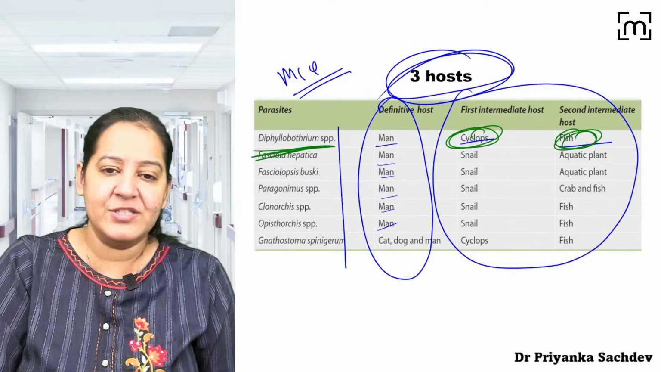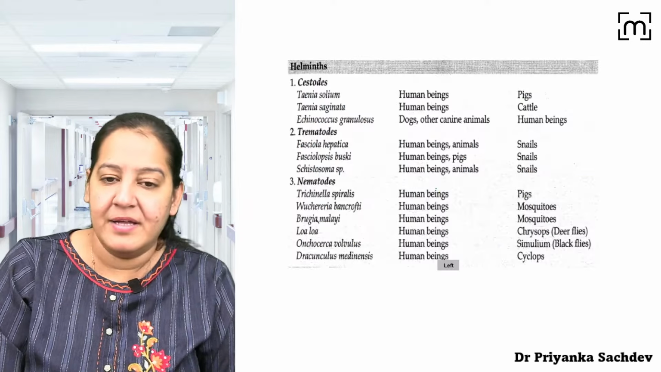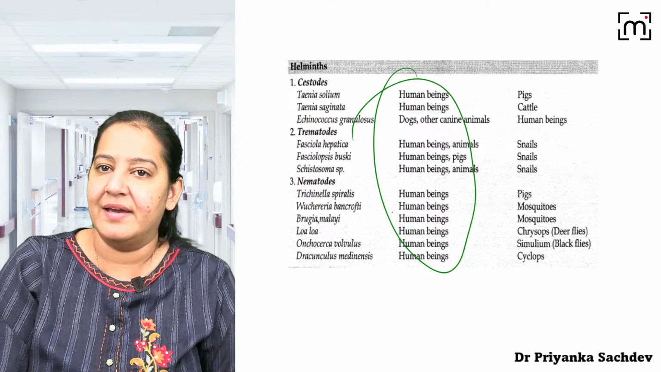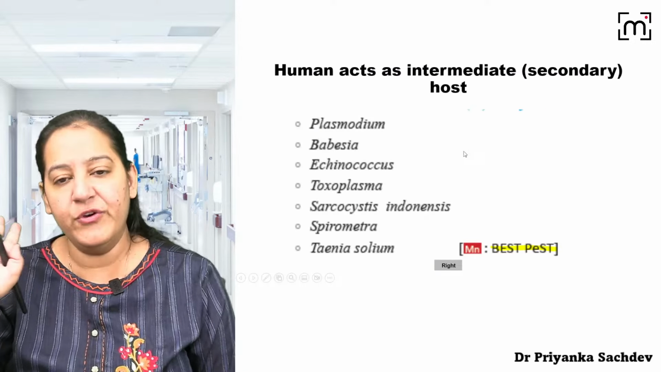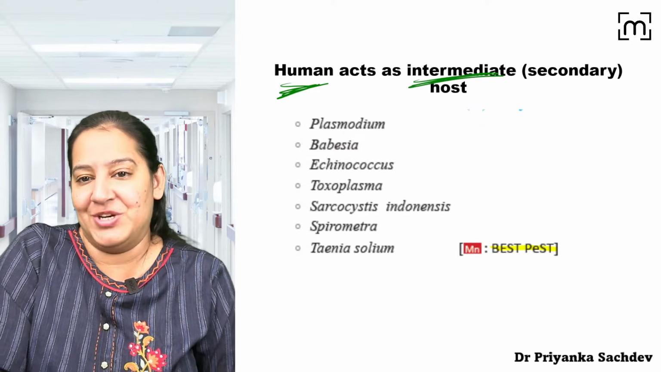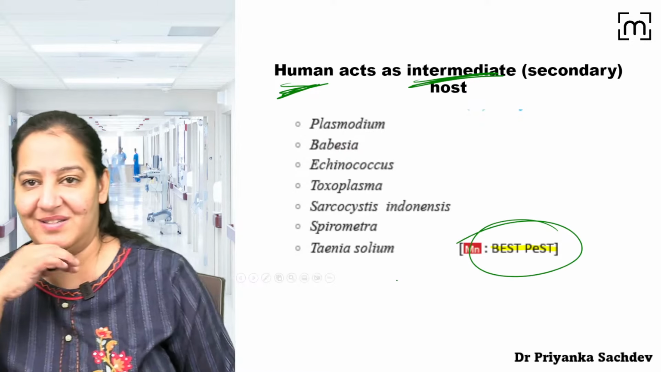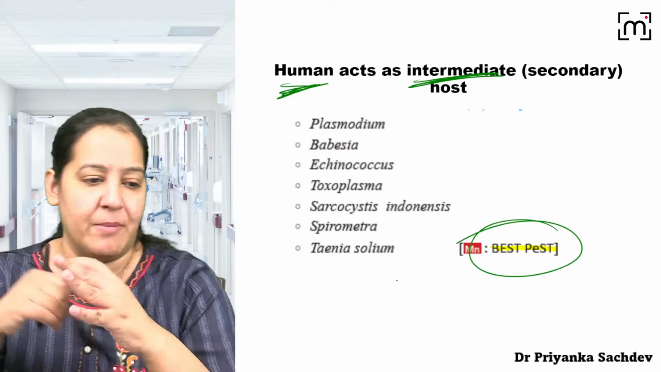Now in the complete list, you can see the definitive host is always man. 99% of the time the definitive host is man. Can you see? 99% the definitive host is man only, right? But there are a few exceptions in which man is not a definitive host. Man is an intermediate host. Tell me the names of those parasites in which man is not the definitive host, man is an intermediate host. Many questions come from this list.